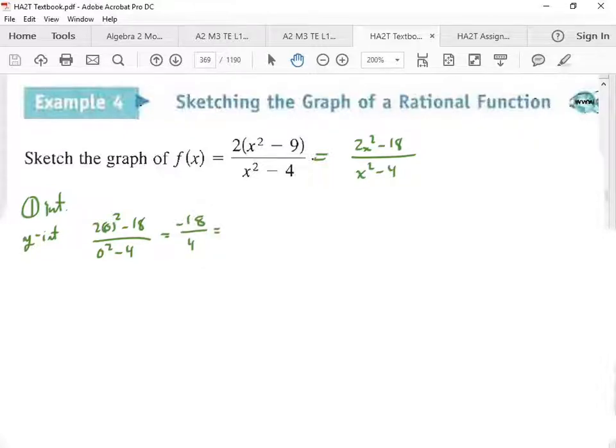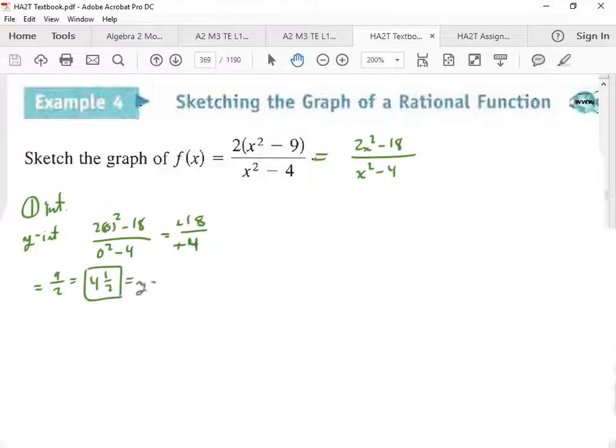Wait, that's a negative 4? That's what I wrote. All right, they both cancel out, become positive. Looks like I divide the top by 2 and the bottom by 2. Now we're going to put equals, we got 9 over 2. That's 4 1/2. Okay, so our y-intercept is 4 1/2.